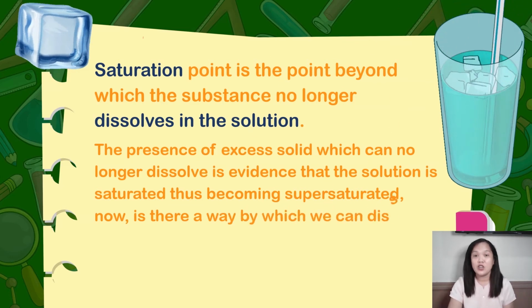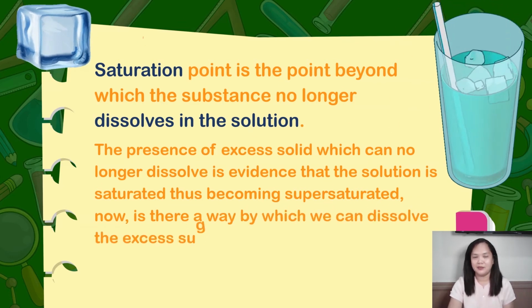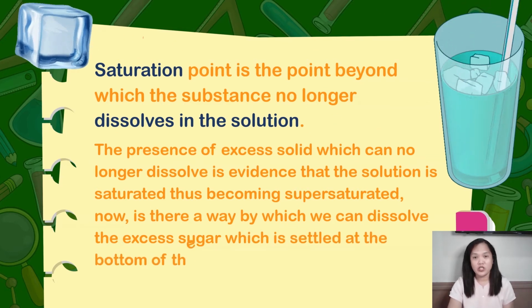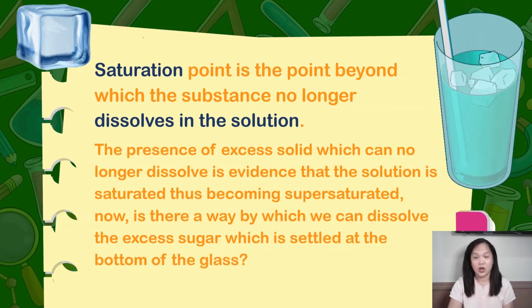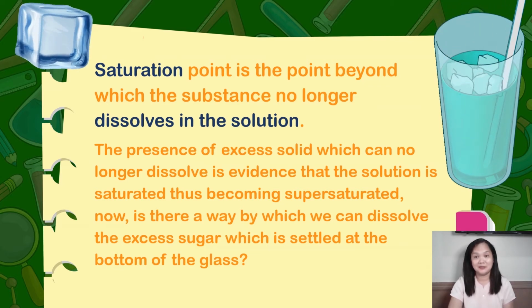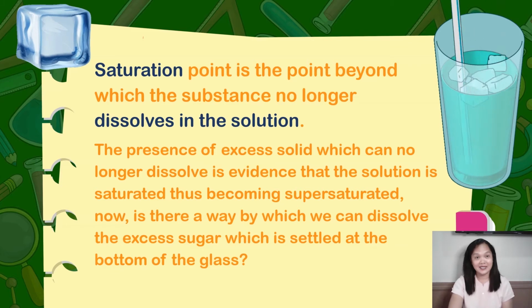thus becoming supersaturated. Now, is there a way by which we can dissolve the excess sugar which is settled at the bottom of the glass? Any idea?